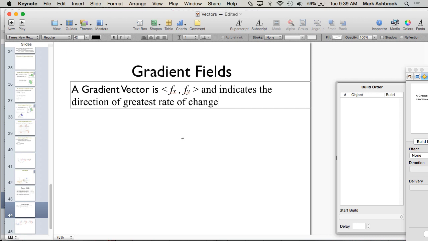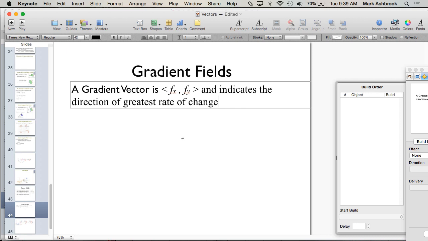Somebody's thinking it. Don't be shy. It tells us something else. Besides the direction of greatest rate of change, it also tells us... direction of least change? Yeah. The magnitude. And what is the magnitude of the greatest rate of change?